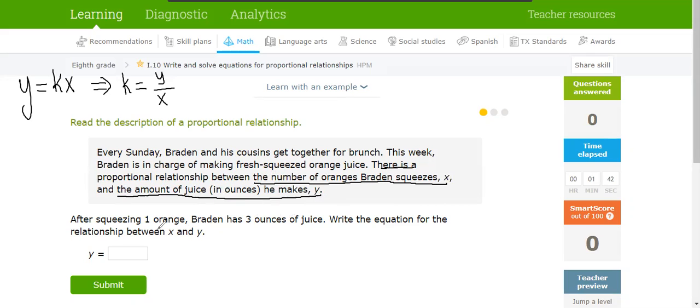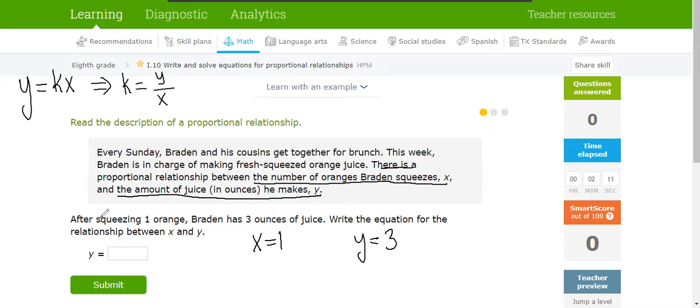Now I'm going to look at this sentence, after squeezing one orange. So it's the number of oranges x. So x is going to be 1, because it says after squeezing one orange, Braden has 3 ounces of juice. So one orange, and y is going to be 3 ounces of juice. So y is going to be 3.